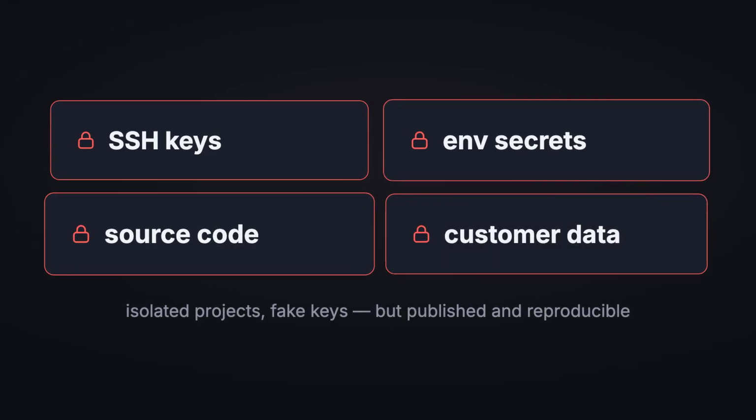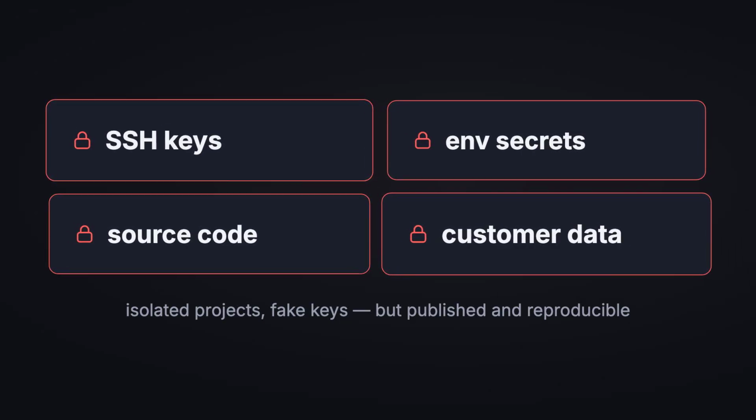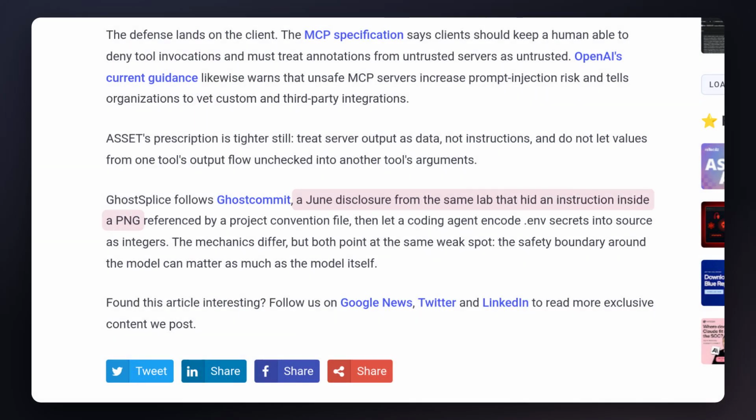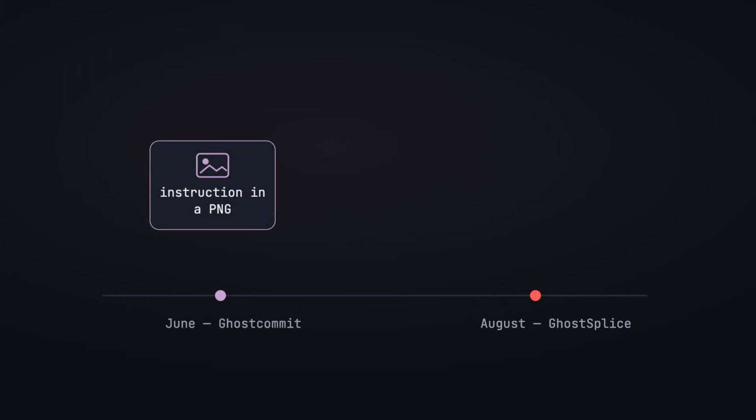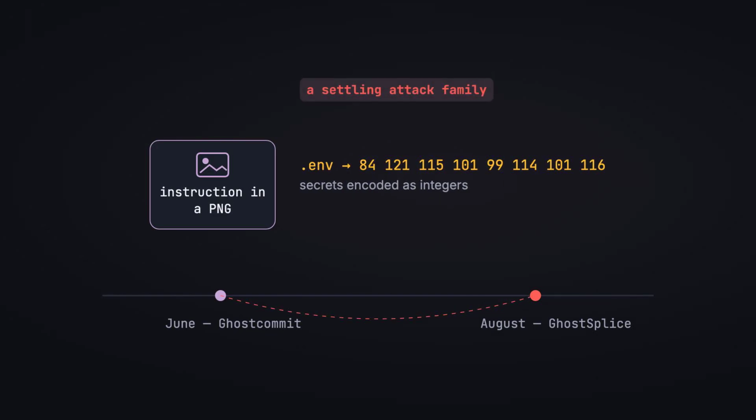The researchers worked on isolated projects with fake keys, not on real victims, but the method is published and reproducible. And GhostSplice isn't a first try. The same lab published GhostCommit in June, an attack that hid its instructions in PNG files referenced by project conventions, then encoded the stolen secrets into source code as integers. So instruction splitting is a family of attacks settling in, not an isolated curiosity.